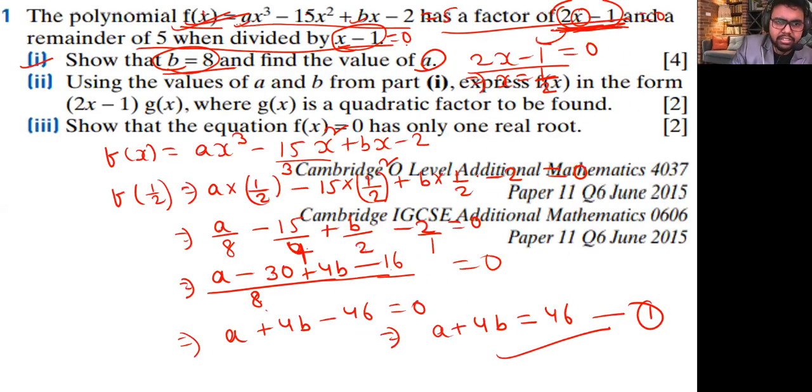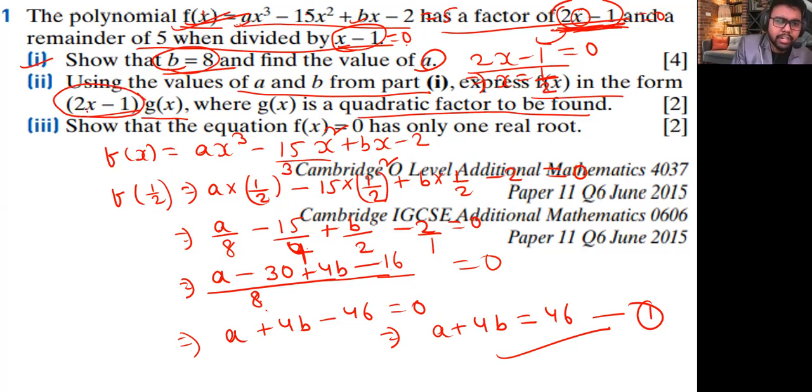And if you will read the second question, it is saying: using the values of a and b from part 1, express f(x) in the form of (2x minus 1) times g(x), where g(x) is a quadratic function to be found. Whenever the question is saying to factorize a cubic function, what we do is divide that cubic function with the factor.